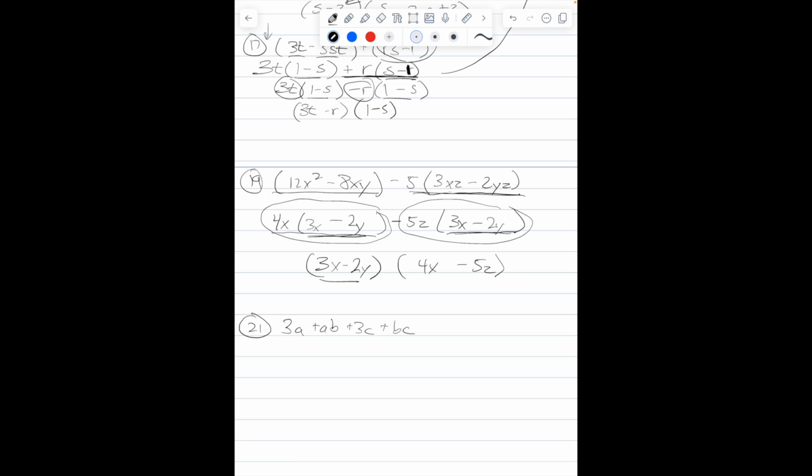Okay, the very first thing I want to do here is factor out what I can. I'm going to group these because I noticed that these have A and B and these have C and B. So let's make this a little bit easier by grouping and then factoring the ones that have a common factor. I see 3a plus ab has a common factor of A. Factor that out. If I do 3a divided by a, I get 3. ab divided by a, I get b.